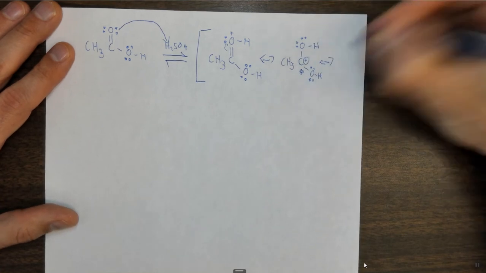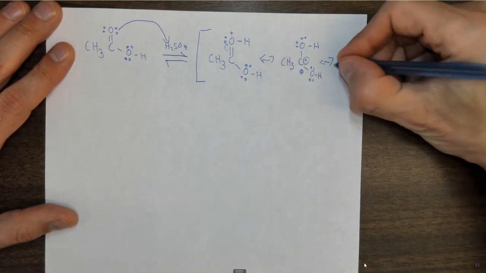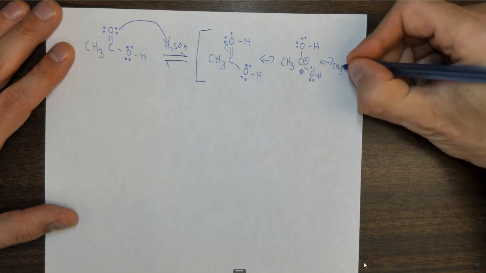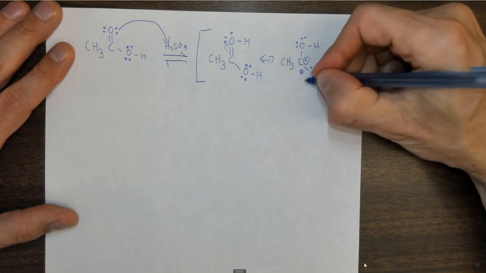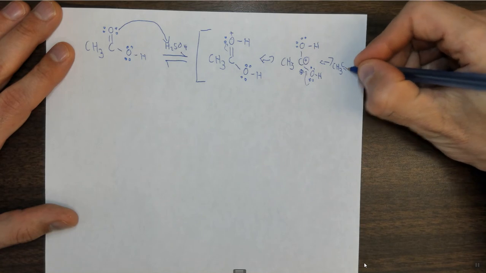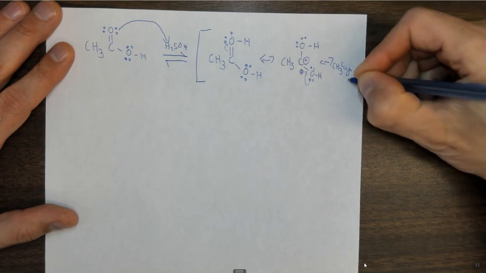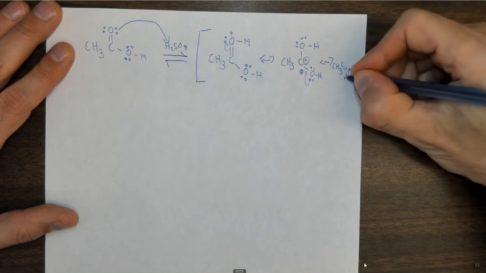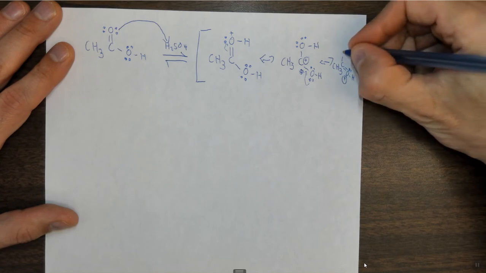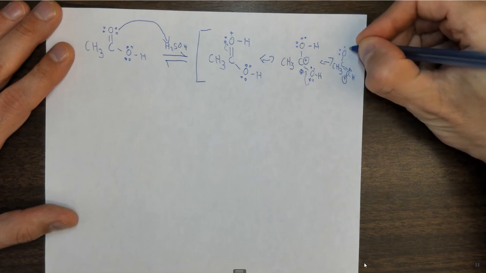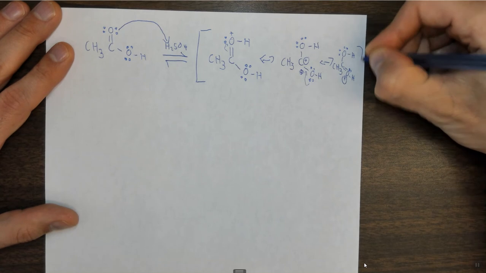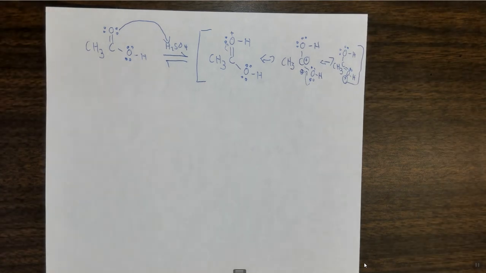I'm running out of space here, but I'm going to try to cram this in here. We can end up with CH3, C, where these electrons come here, double bond O, bond H with a plus charge, bond O, bond H like this. So we end up with 3 resonance forms.